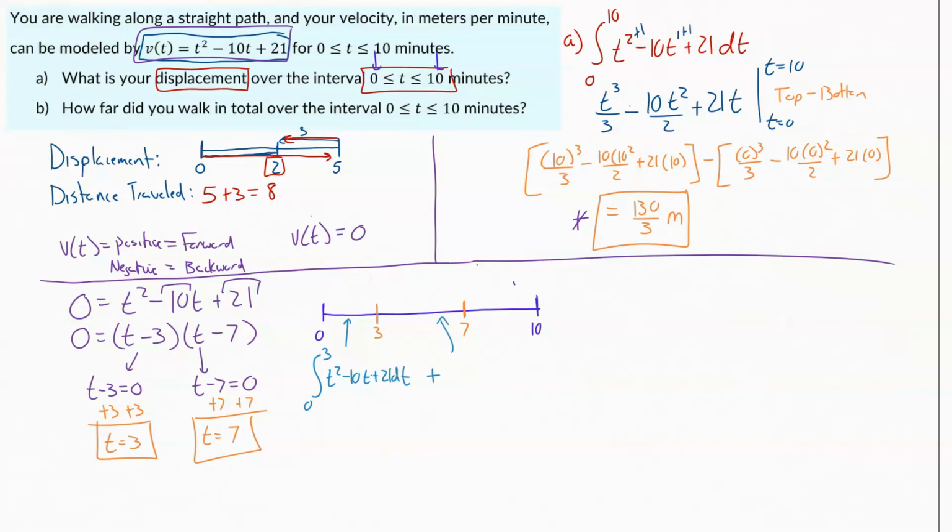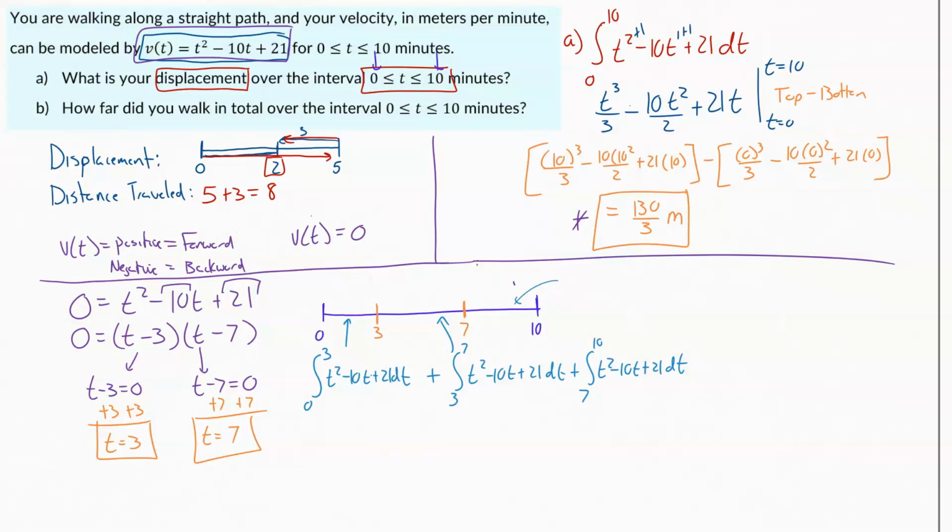Remember, as we do this, all we want to make sure we do is, in the end, oops, that's not 0 to 3. This next one would be from 3 to 7 of that, t squared minus 10t plus 21 dt. And then on the last one here, we would add in the integral from 7 to 10 of t squared minus 10t plus 21 dt.